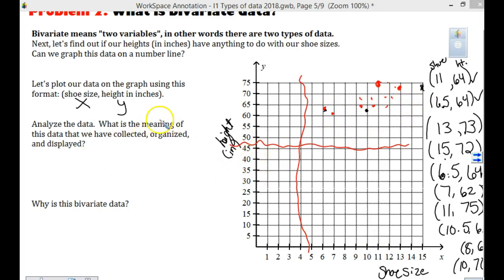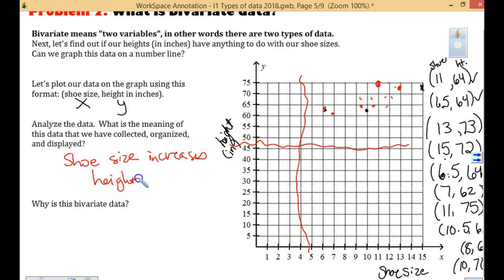So it says if we analyze this data, what is the meaning of the data that we collected, organized, and displayed? So if we are taking a look at this, the meaning might be that as your shoe size increases, what happens? So as the shoe size increases, a lot of times we have taller people, right? Bigger shoes, taller people.